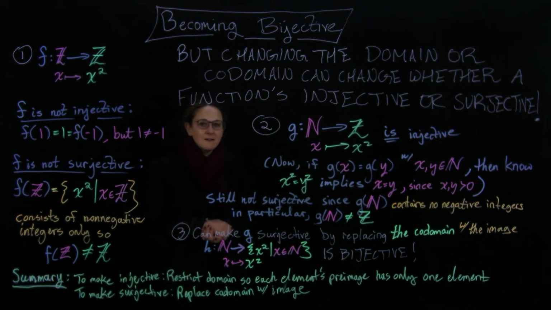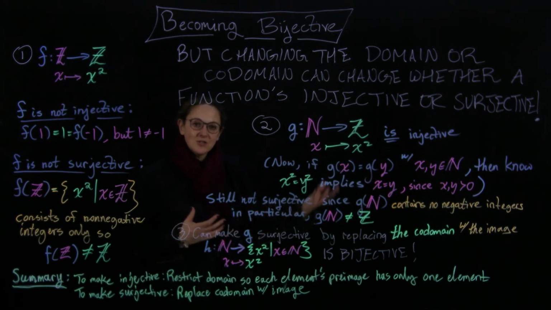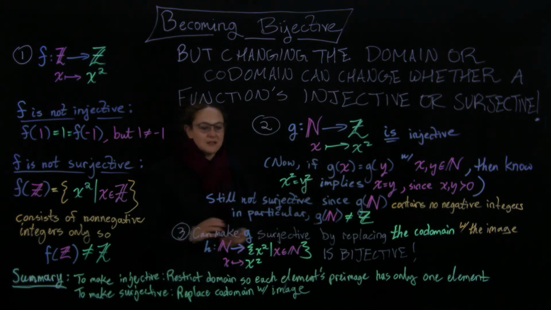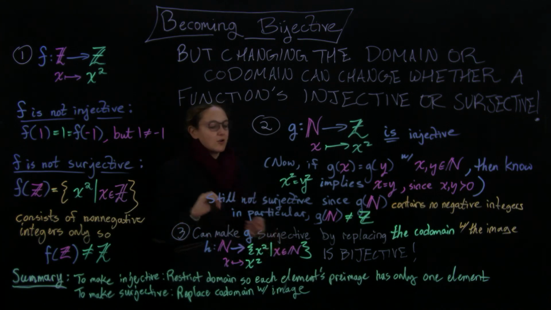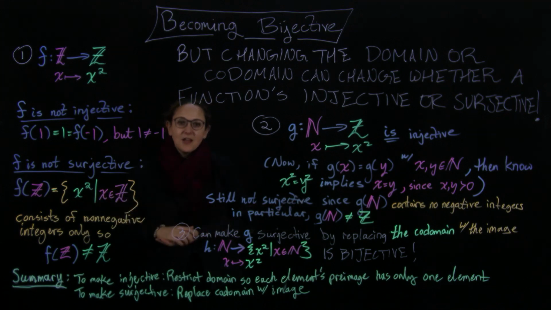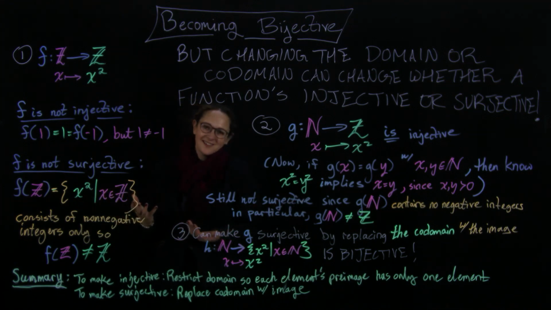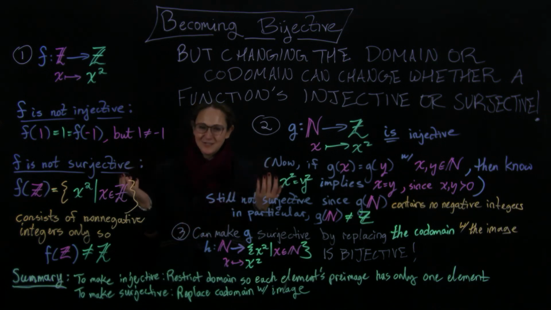Okay, and then we wanted to make it surjective. To do that, we just restricted the codomain to be the image. That's kind of the easiest one. And these tricks always work. So if you want your function to be bijective, you can follow these tricks. I hope that made some sense and was helpful, and I will see you in the next lecture.